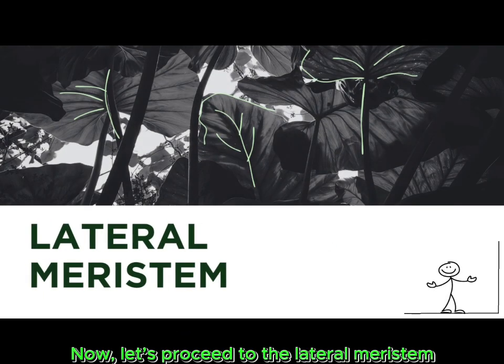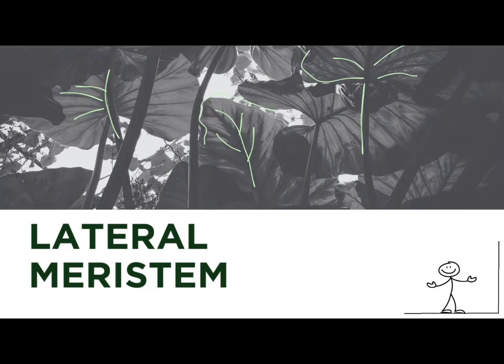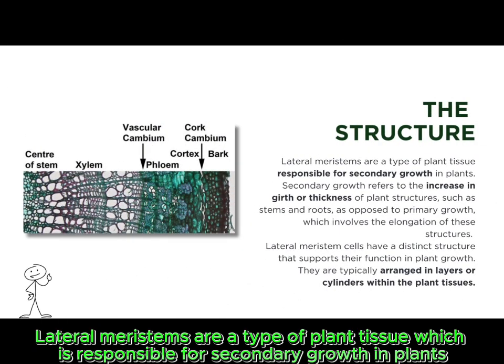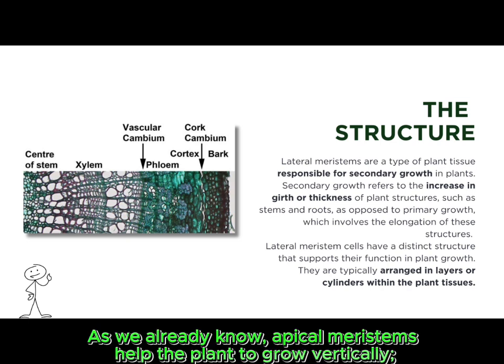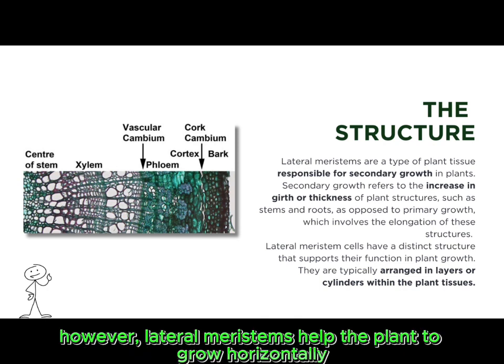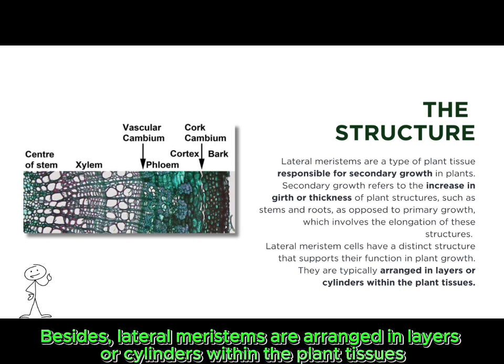Now, let's proceed to the lateral meristem. Lateral meristems are a type of plant tissue, which is responsible for secondary growth in plants. It increases the diameter of the stems and roots by continuous cell division. As we already know, apical meristems help the plant to grow vertically. However, lateral meristems help the plant to grow horizontally.